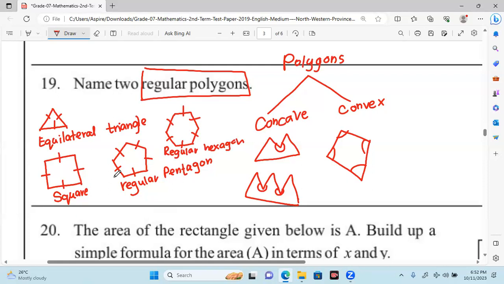Then you have to write two names of these. Okay, did you understand? Girls? Yes. Okay.